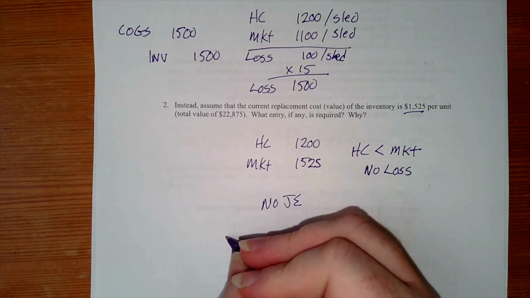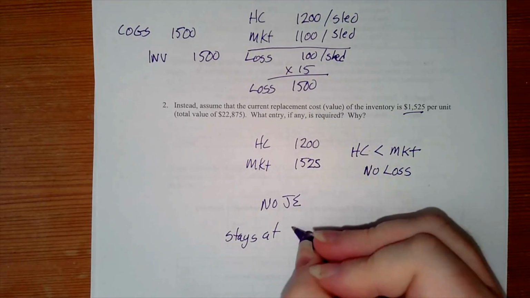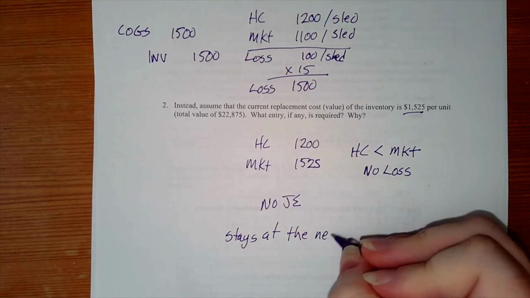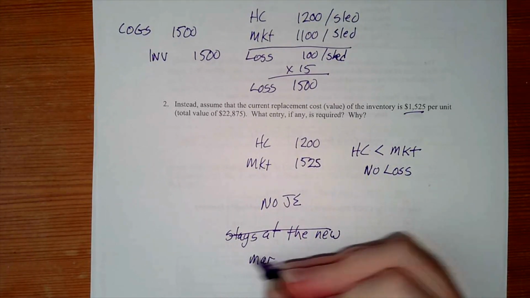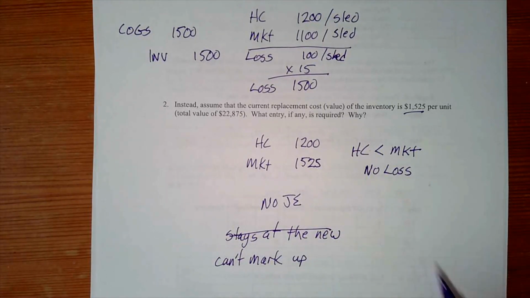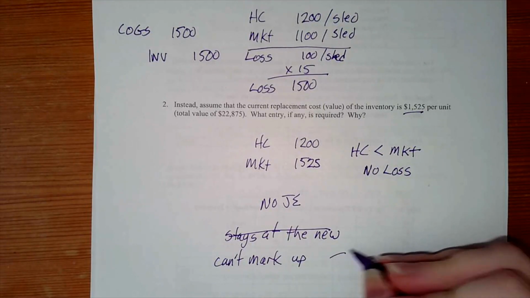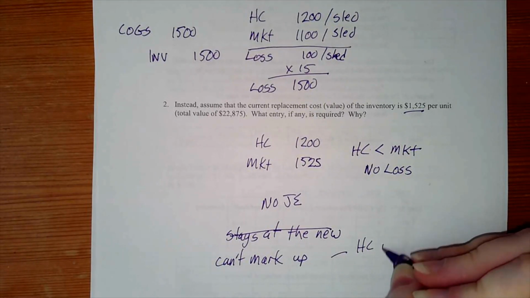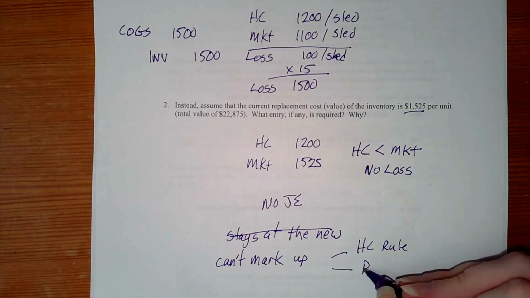Once you've marked it down, it stays at the new markdown. Or I guess a better way to say it, you just can't mark up. Can't mark up. There's too much moral hazard in that. Because partly, what is that? Remember, we've got this historical cost rule, right? And it also kind of messes with our revenue recognition.